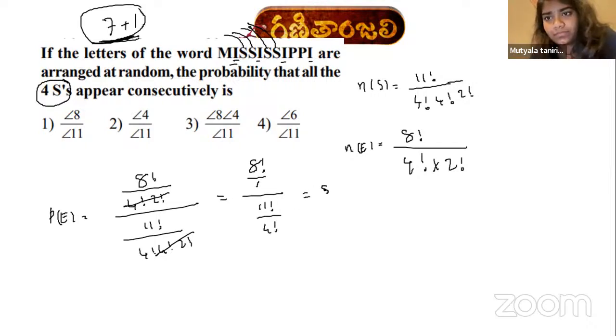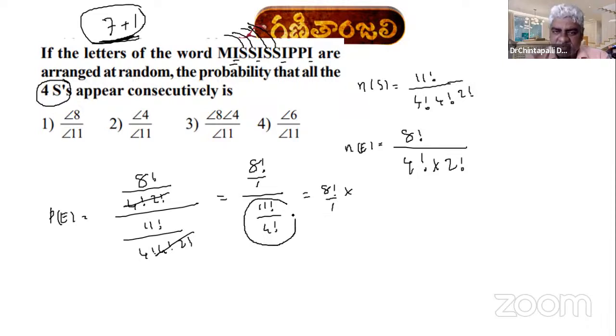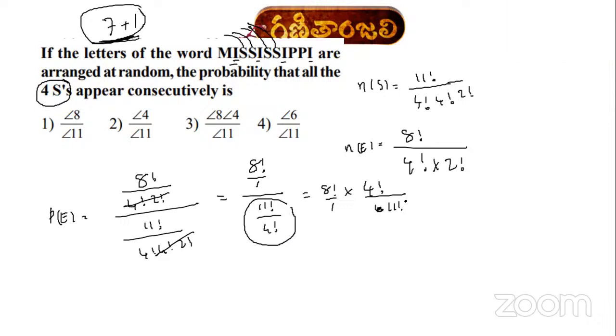We can write it as 8 factorial times 1 times this fraction reversed, the reciprocal: 4 factorial by 11 factorial. Can you mark the option? 8 factorial into 4 factorial by 11 factorial. Yes. Option?